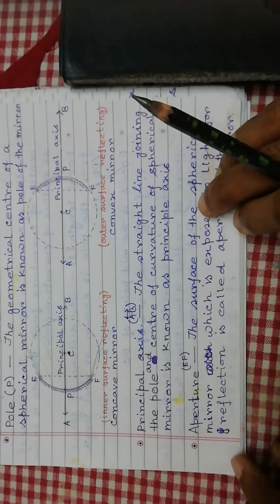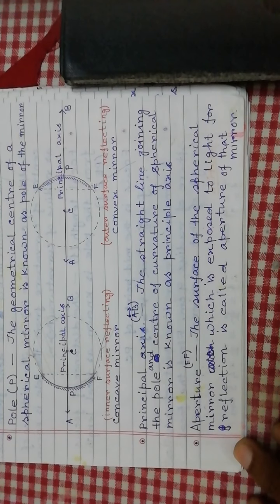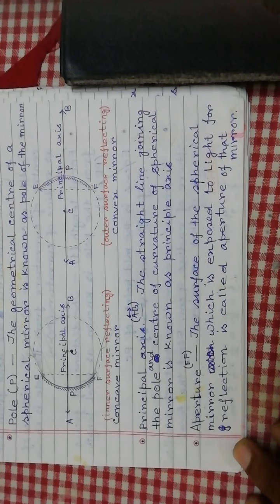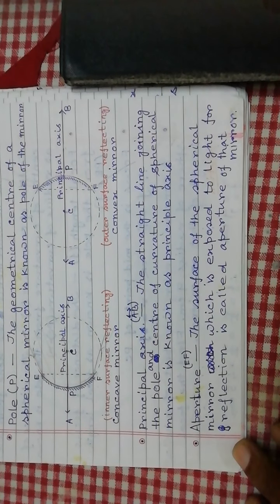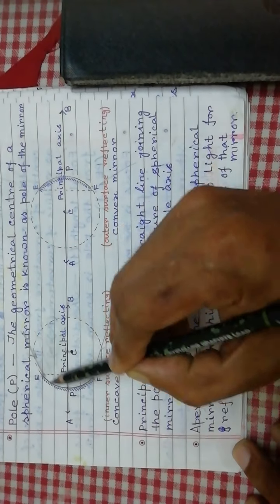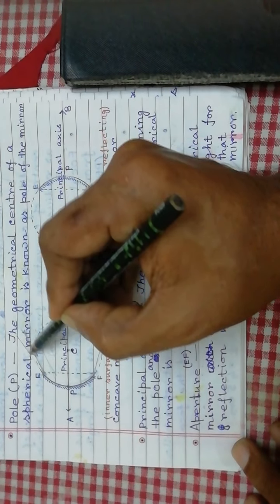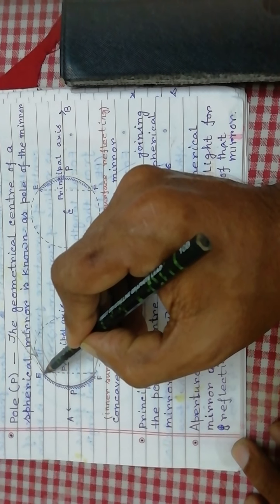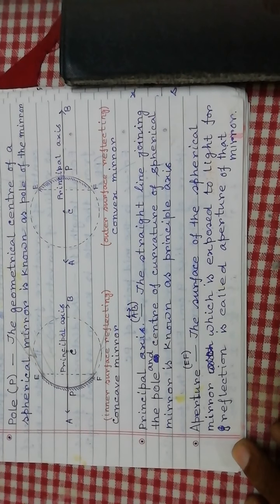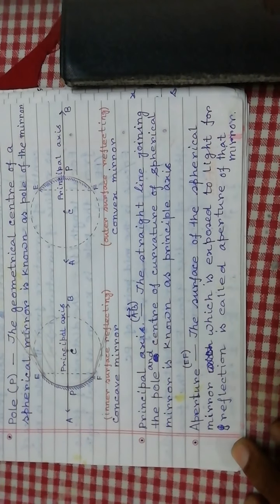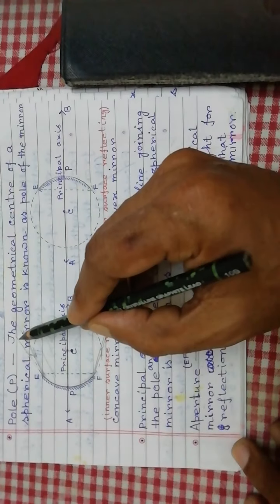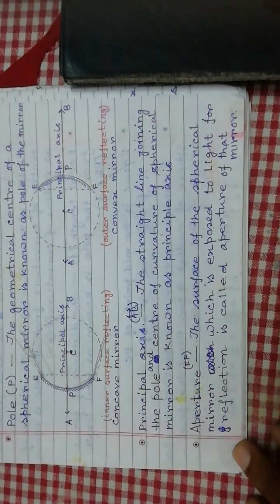Now aperture. What do we mean by aperture? The area of the surface of the spherical mirror which is exposed to light for reflection is called the aperture of that mirror. See, this is a concave mirror. The light from here up to here can strike; beyond this, light cannot strike the front side of the mirror. So this portion is known as the aperture of that mirror.